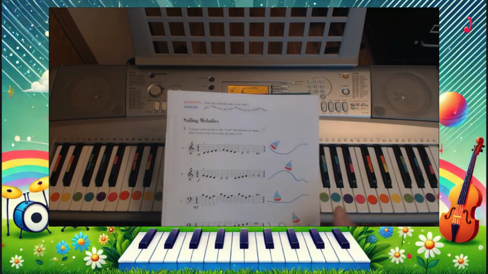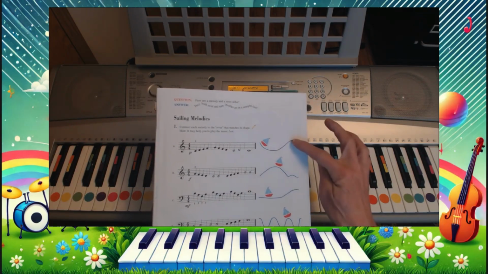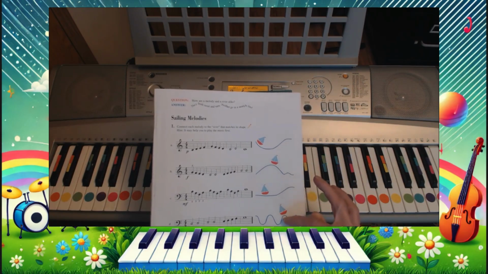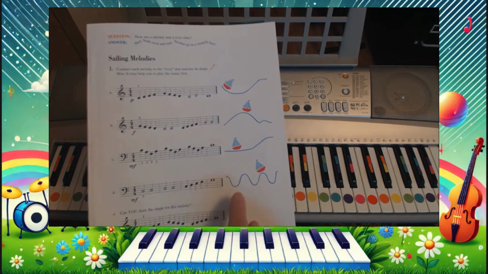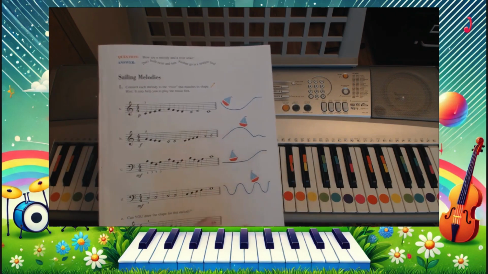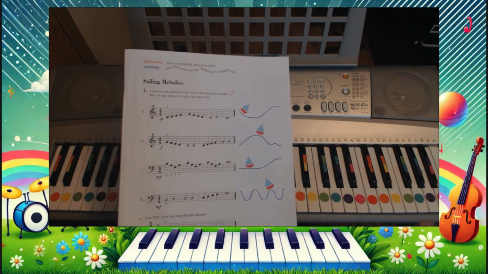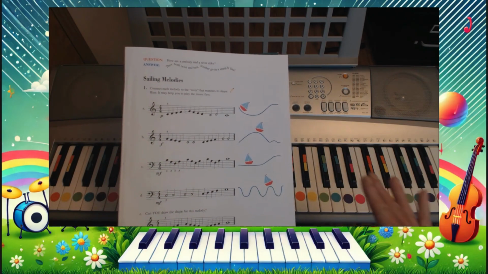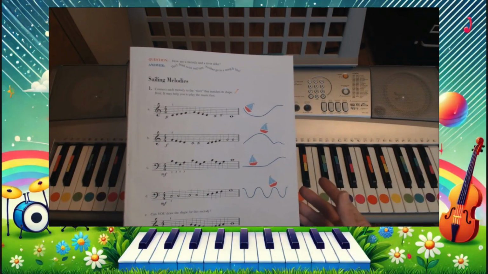So what we're going to do is I'm going to play these for you. And then over here, you're going to match the shape of the music to the little sailboat on the water. So you need to pay attention. Does the music go up and down? Is it more straight? Is it like a roller coaster? Up and down, up and down, up and down.